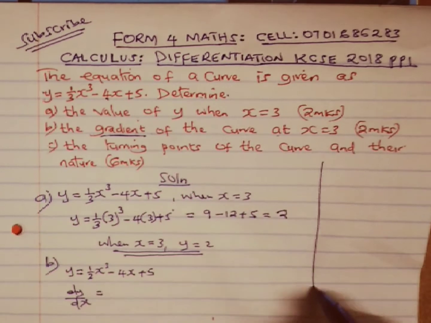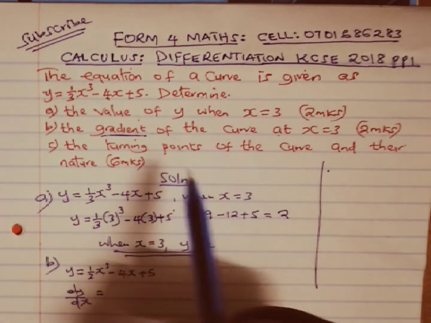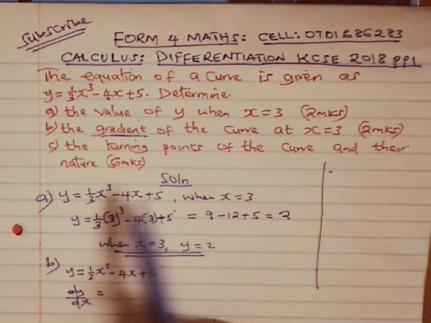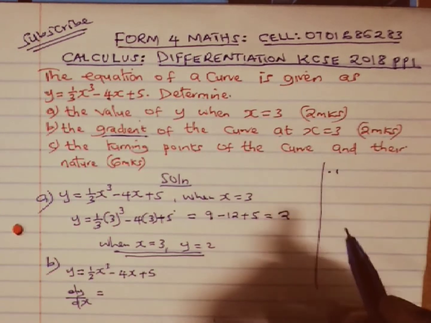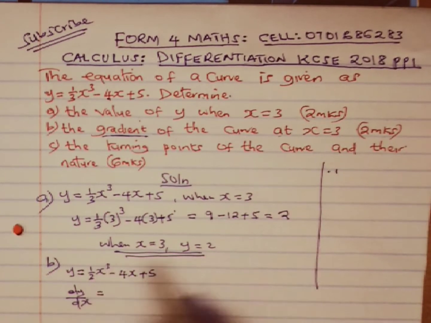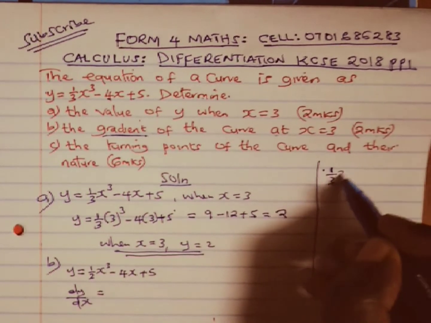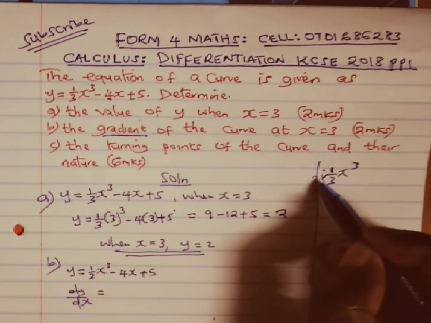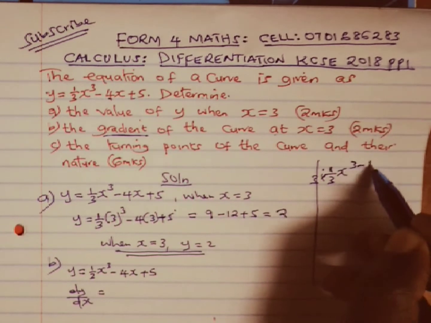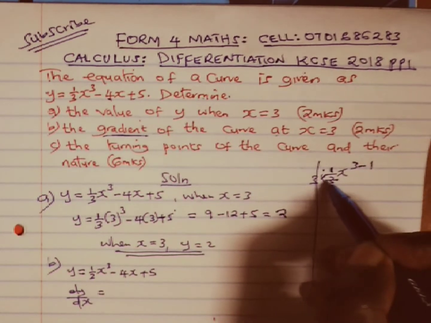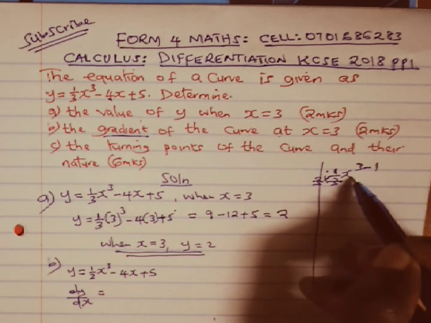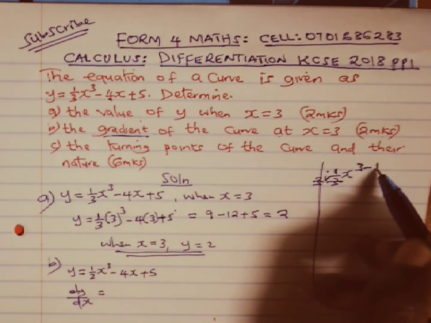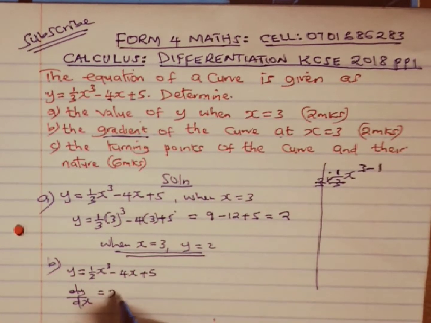Let me show you how to go about it. We are going to differentiate each term at a time. We have a third x power 3. We simply multiply the 3 down here, then we subtract 1 from the power, such that the 3 and 3 cancel. We remain with x power 3 minus 1, which gives us x squared.